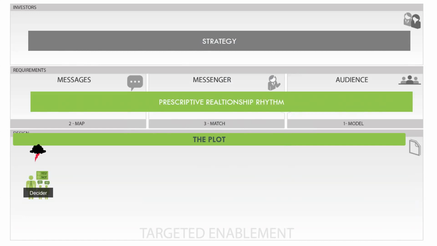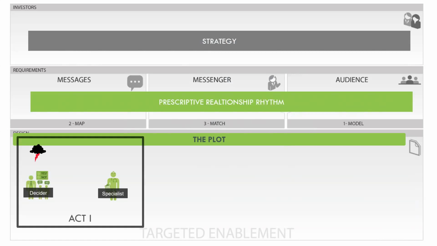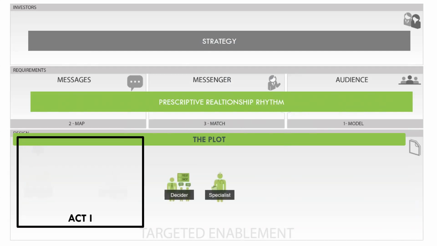That decider has a problem in their current world, and they just really can't figure it out. And then one day they meet a specialist, and that specialist gives them an idea and makes them feel like there's something they just need to figure out. So that's act one. Boom. Created curiosity.